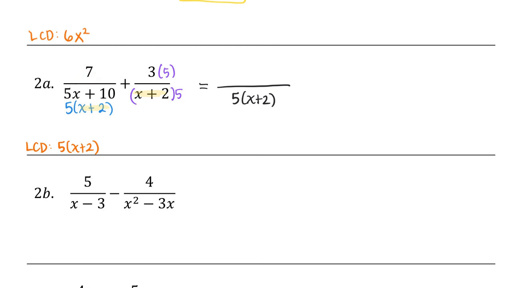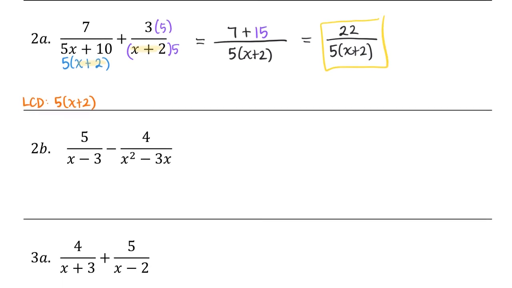So for the first fraction, the numerator was 7, and I didn't change it, so it's still 7. Plus 3 times 5 is 15. So 7 plus 15 is 22 over 5 times x plus 2. Does that simplify? 22 over 5? Nope. I'm going to leave it alone.